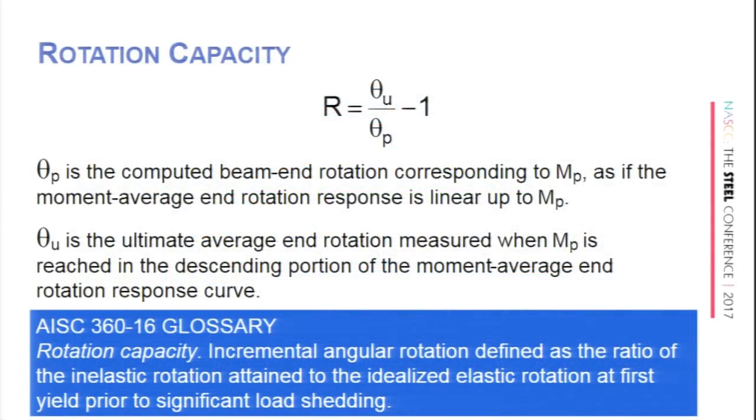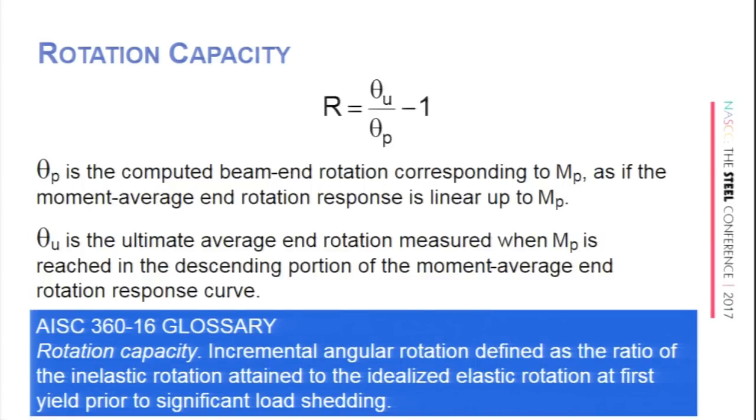So the first thing I want to get into is the definition of rotation capacity. And there's a simple definition of that rotation capacity. R is the ultimate rotation, the end rotation if I have a simply supported beam, we're just looking at that end rotation, to the rotation that we achieve when we get to the full plastic moment, Mp. So that is the theta p.